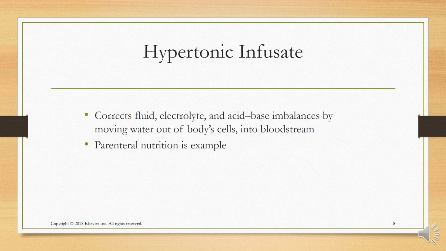correct fluid, electrolyte, and acid-base imbalances. And it does that by moving water out of body cells into the bloodstream. TPN, or parenteral nutrition, is an example of a hypertonic solution. And remember, the hypertonic solutions are going to be greater than 300 milliosmoles per liter in their osmolarity.